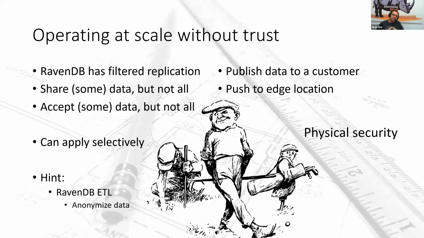And the idea here is that you can publish data to a particular customer, push to an edge location, or get data from a particular edge location. It also works very nicely if you have to worry about the physical security of your system. One of the things that is important for, I gave the mention of cars and trucks and things like that.